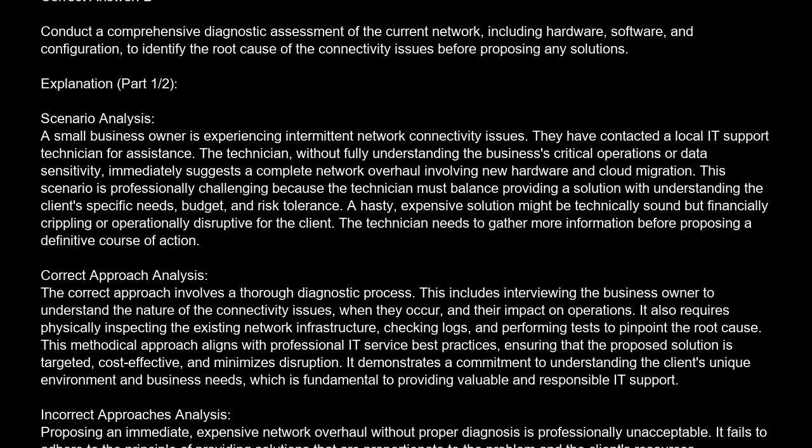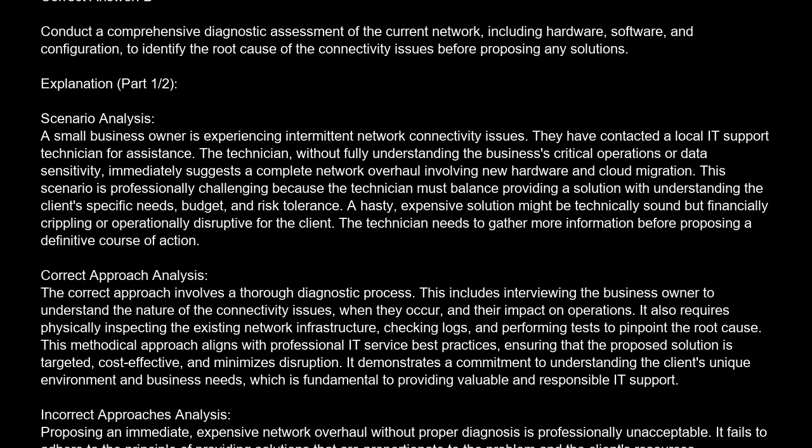The technician, without fully understanding the business's critical operations or data sensitivity, immediately suggests a complete network overhaul involving new hardware and cloud migration. This scenario is professionally challenging because the technician must balance providing a solution with understanding the client's specific needs, budget, and risk tolerance. A hasty, expensive solution might be technically sound but financially crippling or operationally disruptive for the client. The technician needs to gather more information before proposing a definitive course of action.